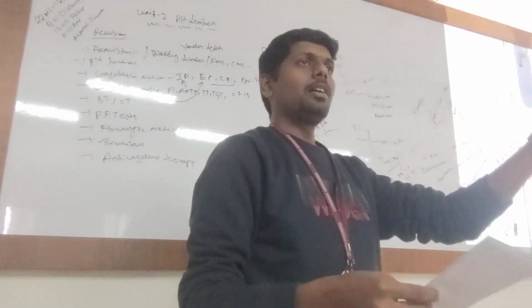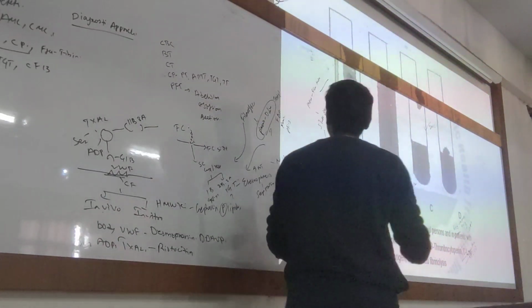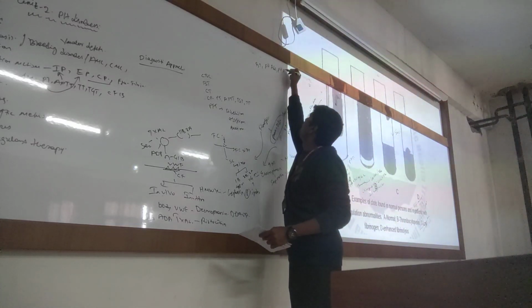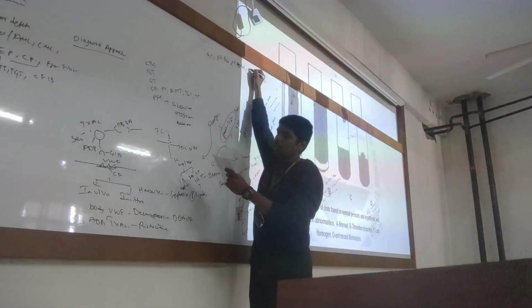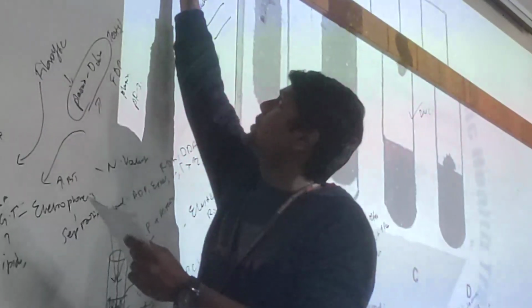Write down. Types of platelet function tests. Write down in number sequence. Bleeding time, platelet adhesion test, platelet aggregation tests, then platelet secretion test.